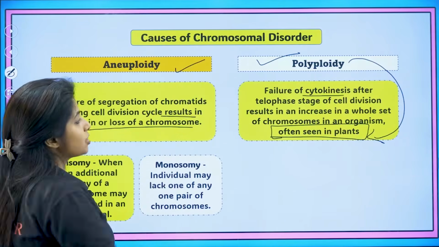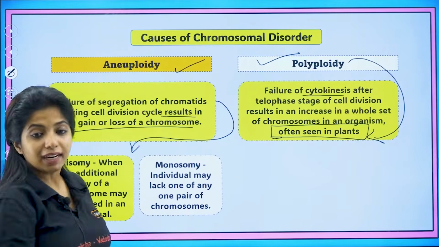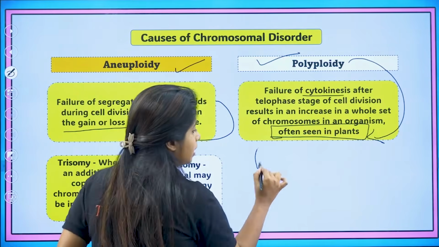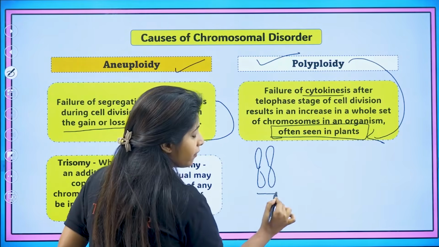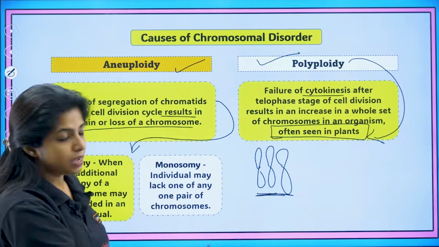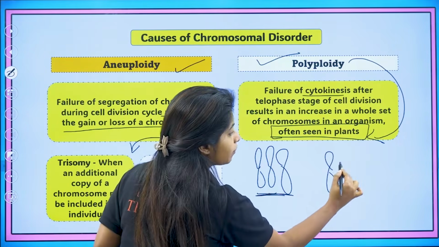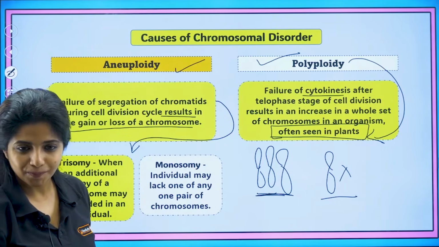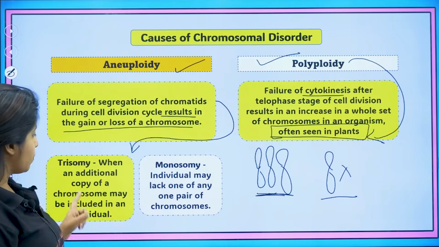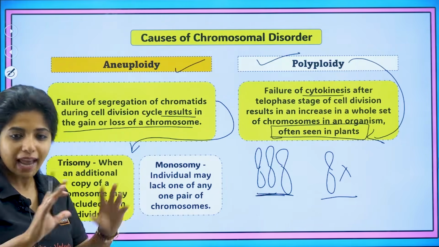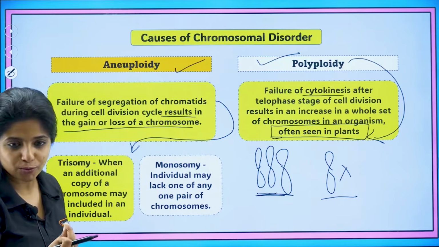So you will be asked more about aneuploidy. And under that you have different conditions. As I said, trisomy. Trisomy is where, for example, I should be having 2 chromosomes, but I am getting 1 extra. Suppose I should have got 2, but I am getting only 1, the other one is not there. So this is monosomy. When an additional copy of a chromosome is included in an individual, this is trisomy. When you lack one of the pair, it is known as monosomy.